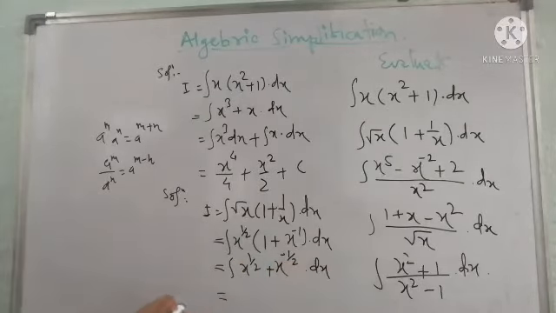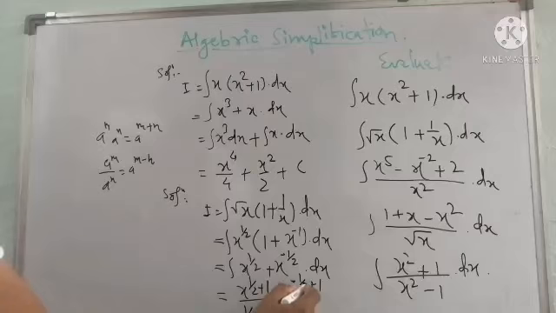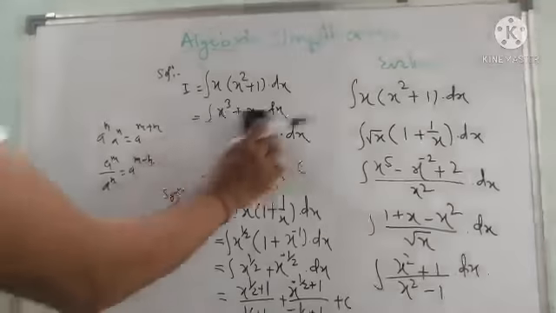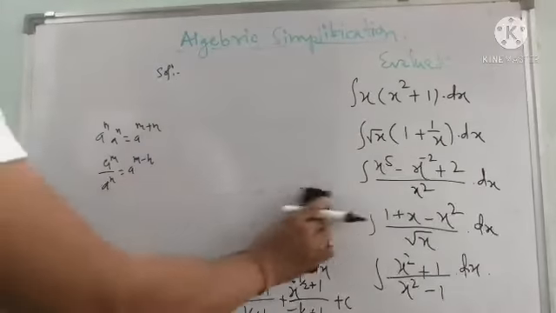Now we take separate integration. I take directly the integration of each term separately. That means the integration of x raised to half, which is a power, so its integration is x raised to half plus 1 divided by half plus 1, plus the integration of x raised to minus half, which is x raised to minus half plus 1 divided by minus half plus 1, and plus c. Okay. Similarly, we can solve the remaining examples also.